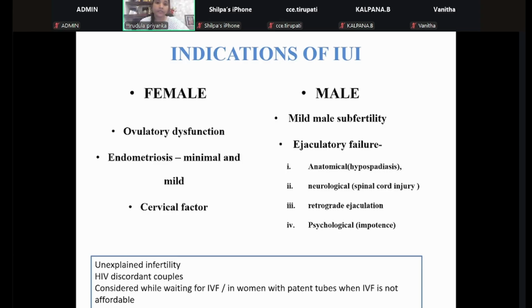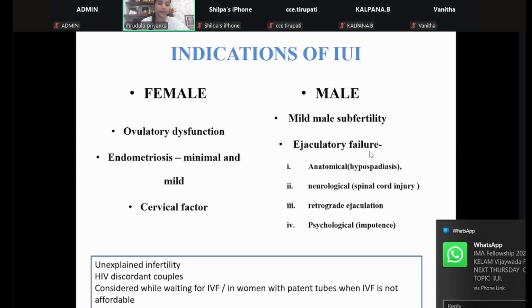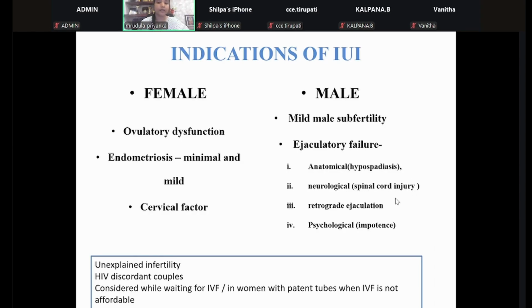Then coming to the indications of IUI, the female factor and male factor. In female: ovulatory dysfunction, minimal and mild endometriosis, then cervical factor. In male: mild male subfertility, then ejaculatory failure like hypospadias, neurological causes like spinal cord injury, retrograde ejaculation, then psychological, that is impotence. These are the other indications wherein we advise IUI: unexplained infertility, HIV discordant couples, or other infections like hepatitis B, HCV, where one partner is positive and one partner is negative.